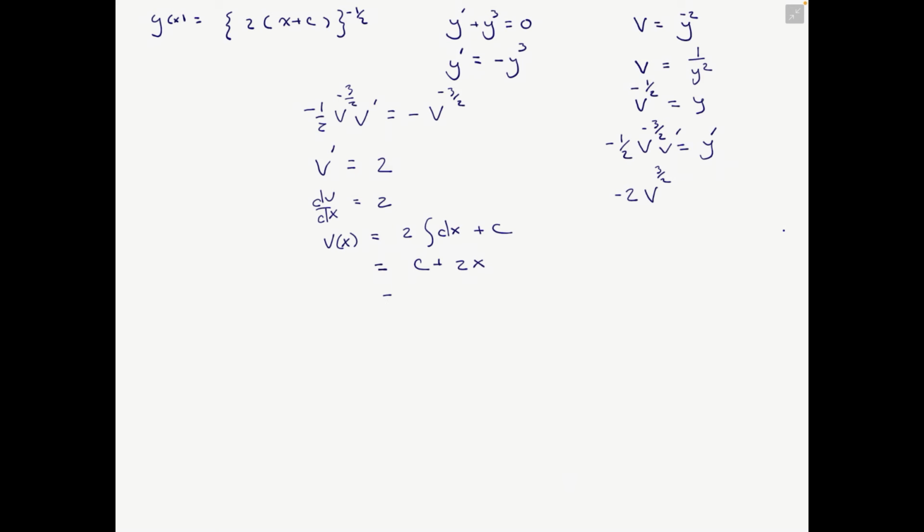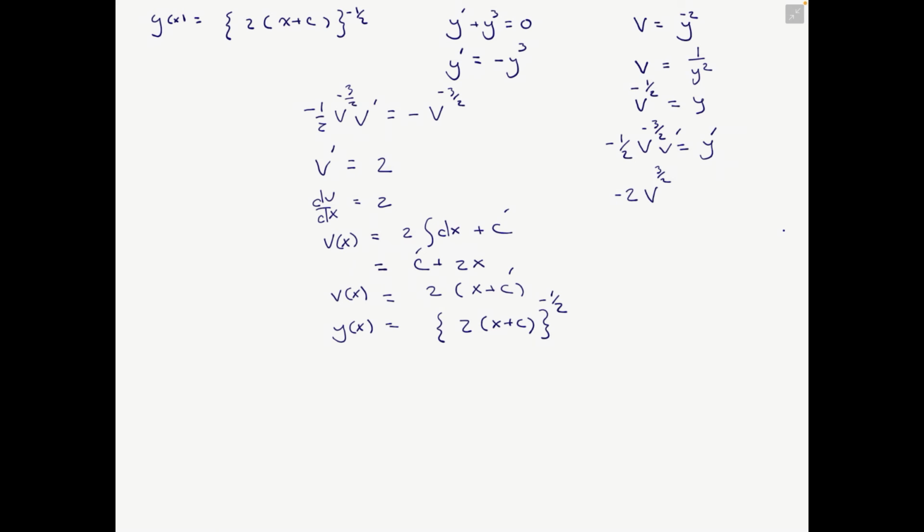We can always pull the 2 out, and we have x plus c. That's v of x, and y of x is equal to 2x plus c to the minus 1/2. And so we have the solution. We can always call that c prime if we want to be a little more technical, and when we pull the 2 out we got a c. It's an arbitrary constant.